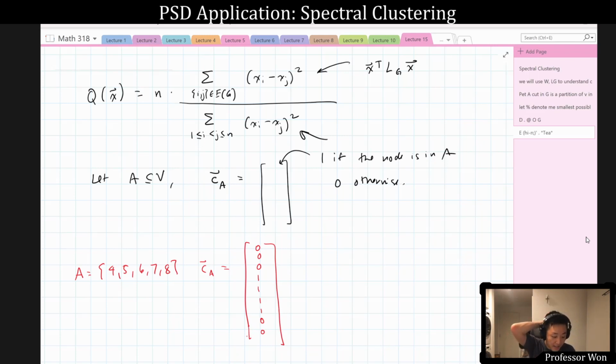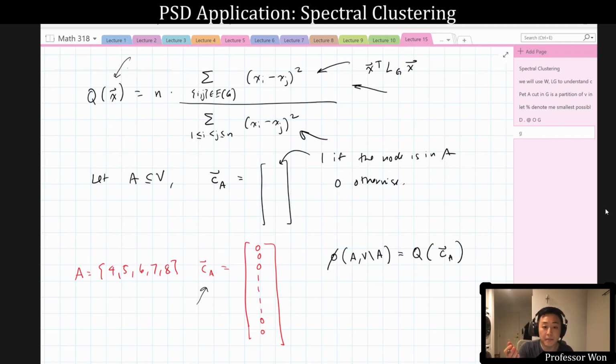And it turns out, and it's actually not so hard to see, that phi of A, V minus A is just going to be Q of the characteristic vector of A. Why is this? Think about what happens when you plug this characteristic vector into this quadratic form. In the numerator, every time you have an edge in G, so for example, there was an edge from 1 to 6 in our graph.